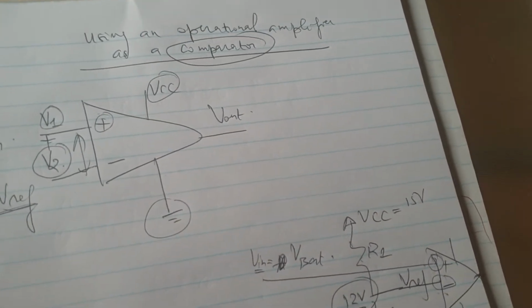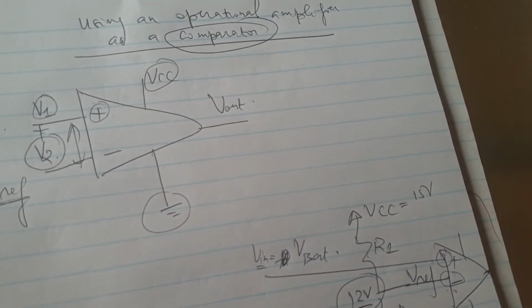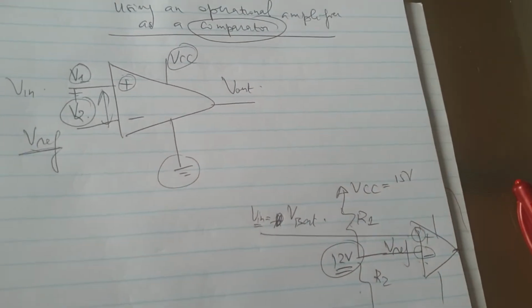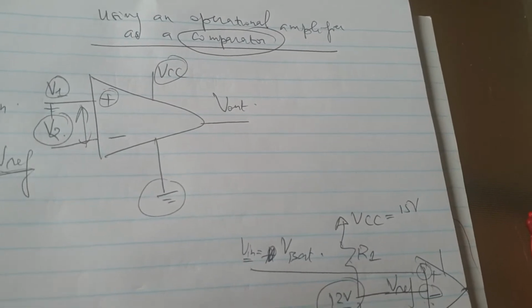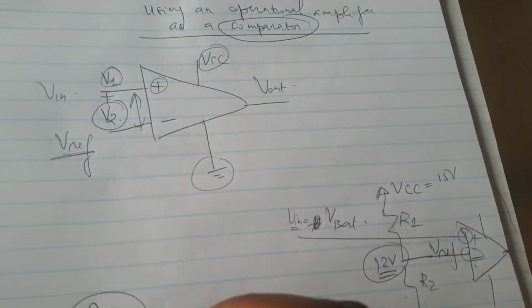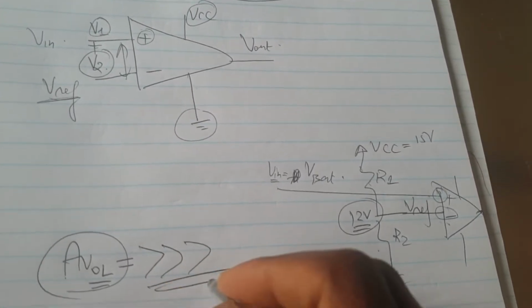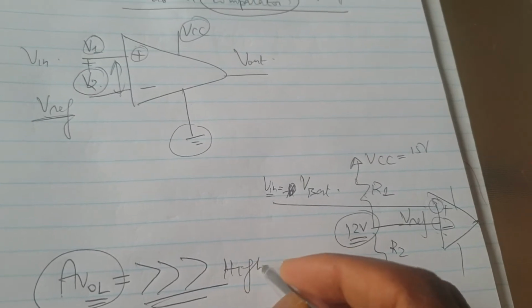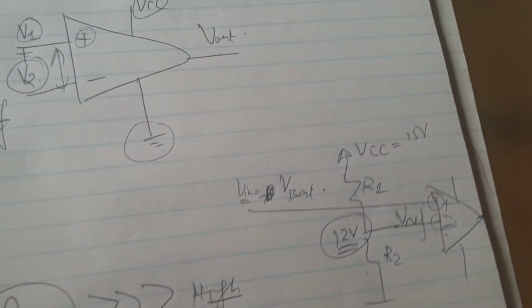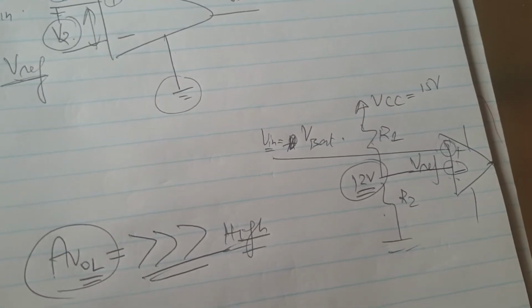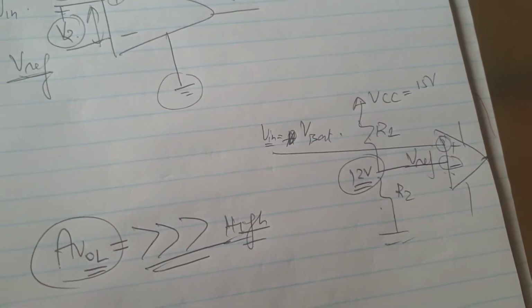But since there's no feedback resistor, the two input voltages to the amplifier can be different. Okay, so now, the operational amplifier is running at a gain equal to the open loop gain. That will be the gain of the amplifier. And as we know, amplifiers are often designed with a very high open loop gain.